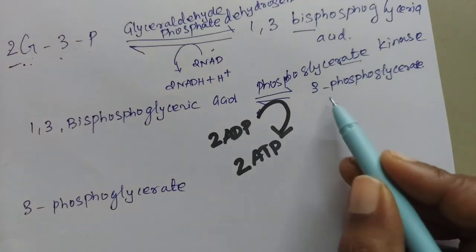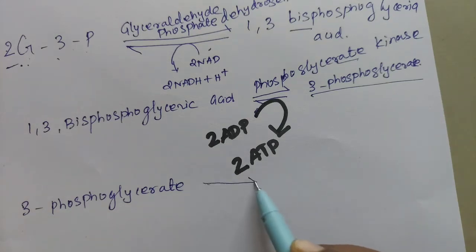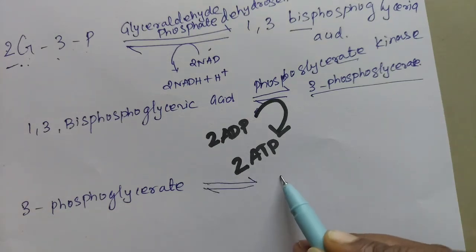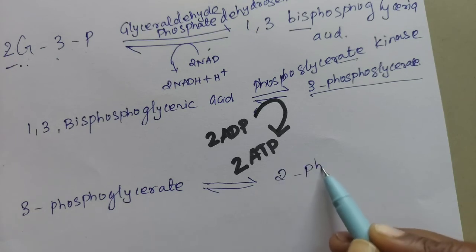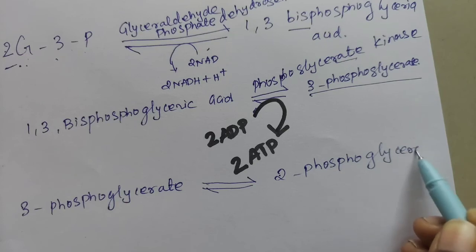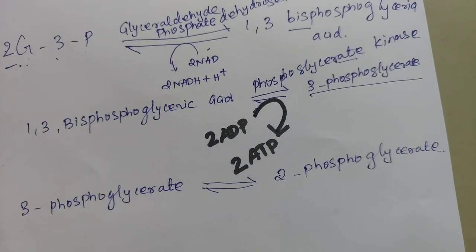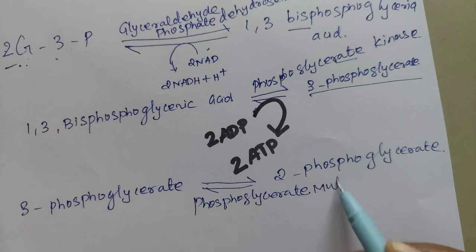Now, the substance that is formed as a result of this conversion, 3-phosphoglycerate, again undergoes a reversible reaction to produce another component known as 2-phosphoglycerate. 2-phosphoglycerate is produced as a result of this conversion of 3-phosphoglycerate. This reaction is catalyzed by an enzyme known as phosphoglycerate mutase.